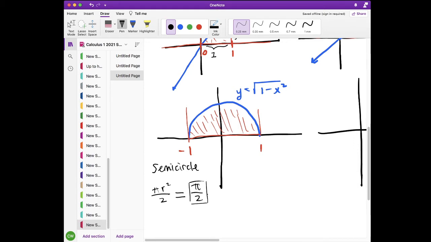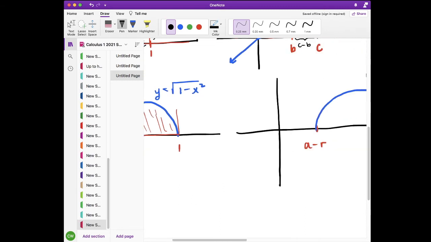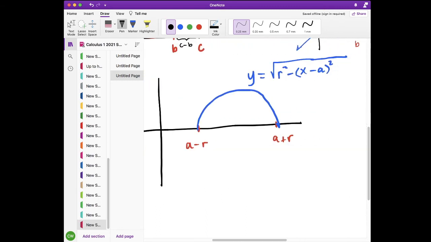All right, cool. Let's do a more general one. So this is the general form of a circle, a semicircle that lies on the x-axis. So this would be like A here. Okay, so what is the formula? What is the area underneath this curve?